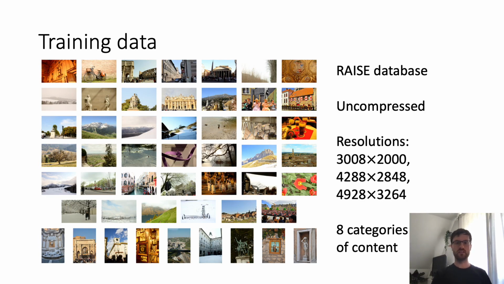Let's move on to the second contribution of this paper, the neural network-based sample value prediction. As training data, we use images from the RAISE database. A few examples of this database are depicted on the left side. These images are uncompressed, meaning that no compression artifacts are inherent in these images, which makes them suitable for prediction purposes in the context of coding images and videos. The resolution of these images is between 3000 times 2000 and roughly 5000 times 3200, and the content is various. The authors of the database divide the content into 8 different categories. For instance, on the left side you can see buildings, landscapes, etc.